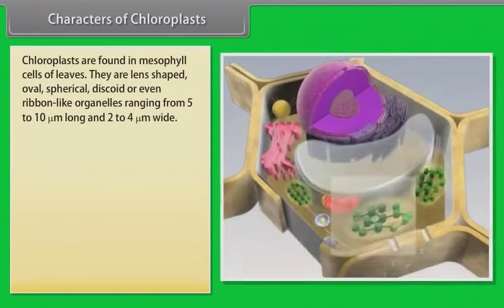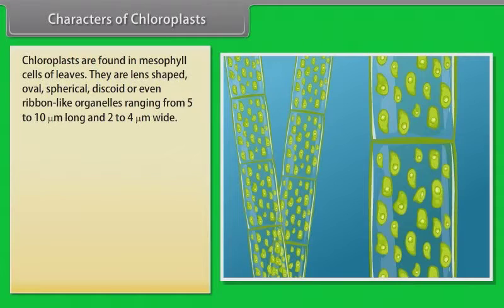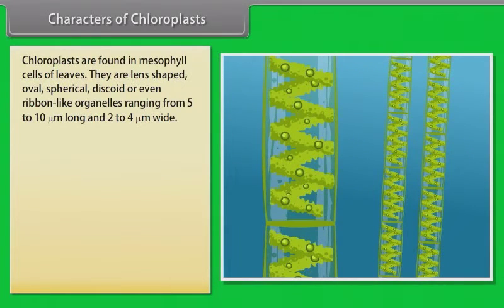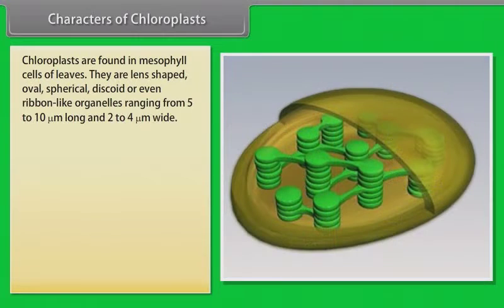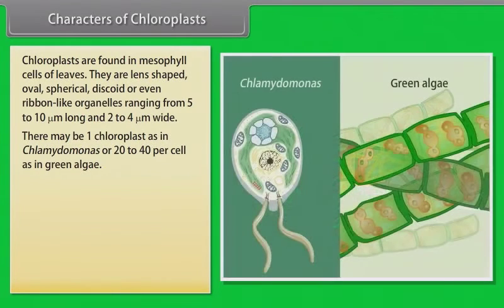Characters of chloroplasts. Chloroplasts are found in mesophyll cells of leaves. They are lens-shaped, oval, spherical, discoid, or even ribbon-like organelles ranging from 5 to 10 micrometers long and 2 to 4 micrometers wide. There may be one chloroplast, as in Chlamydomonas, or 20 to 40 per cell, as in green algae.